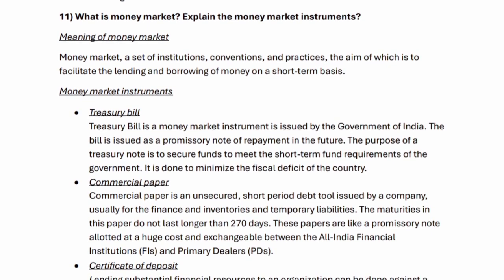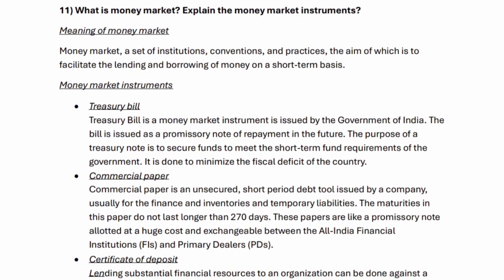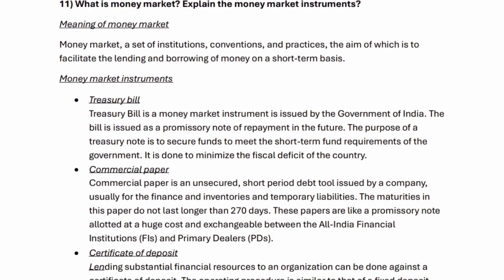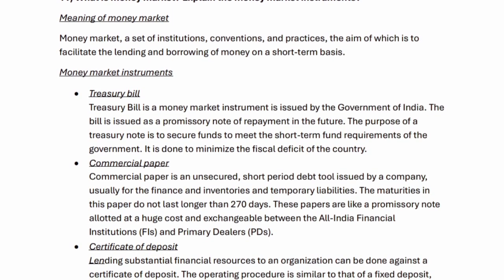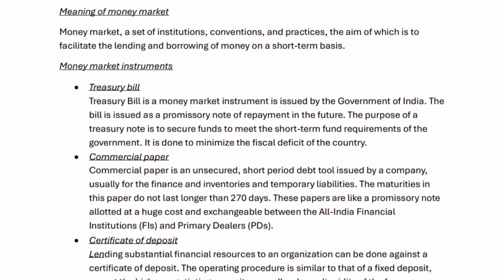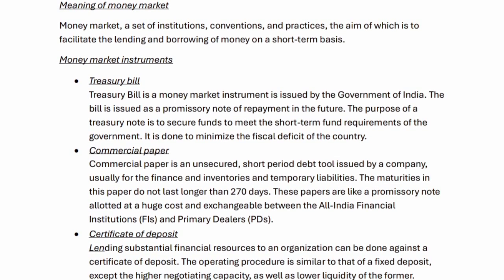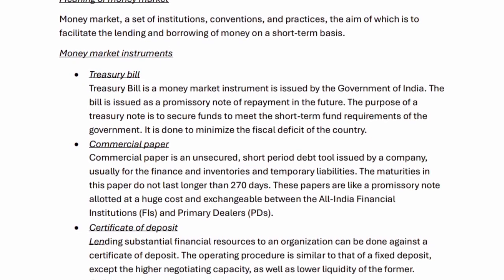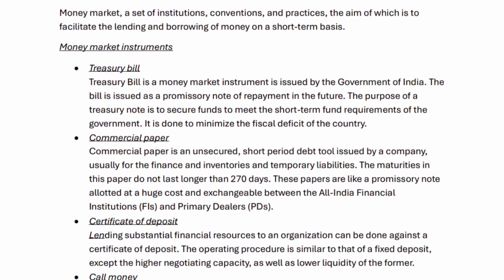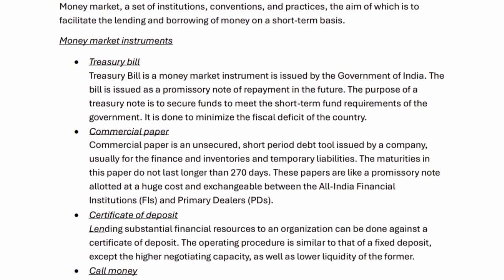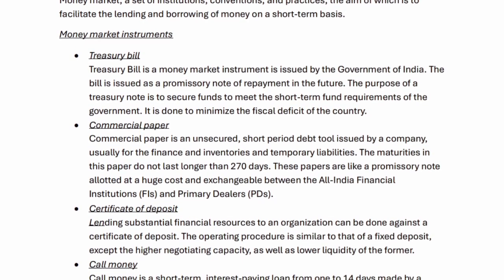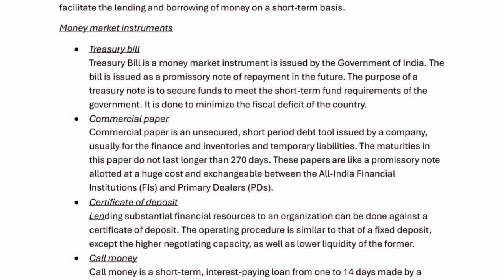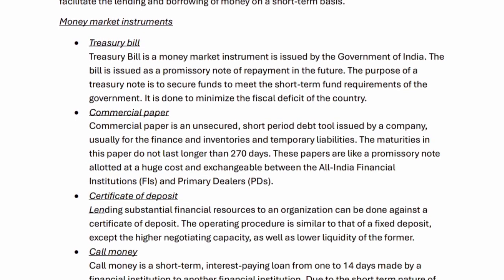Commercial paper. Commercial paper is an unsecured, short-period debt tool issued by a company, usually for the finance of inventories and temporary liabilities. The maturities in this paper do not last longer than 270 days. These papers are like a promissory note allotted at a huge cost and exchangeable between the All India Financial Institutions, AIFIs, and primary dealers, PDs.